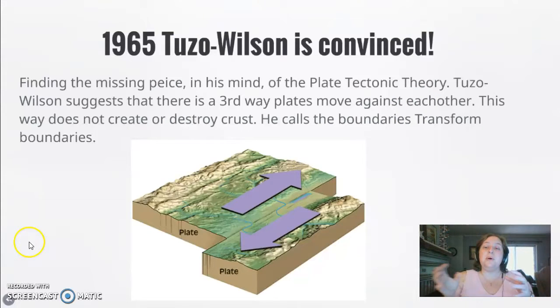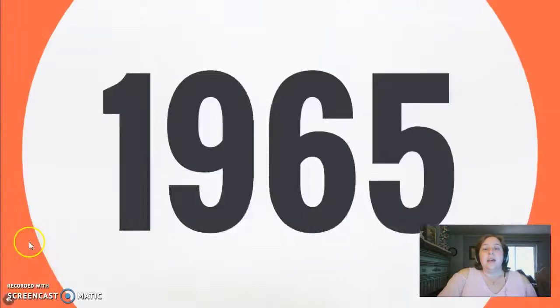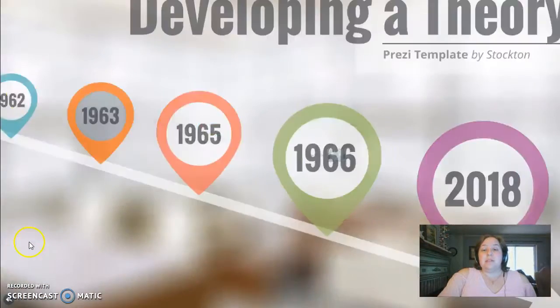And he was able to put in that missing piece, finding that there are not just convergent and divergent plate boundaries, but also these things called transform boundaries. That's where you have plates that move alongside each other, transforming energy into large earthquakes and things like that, but not necessarily building or taking away land. So with that information, he was convinced.